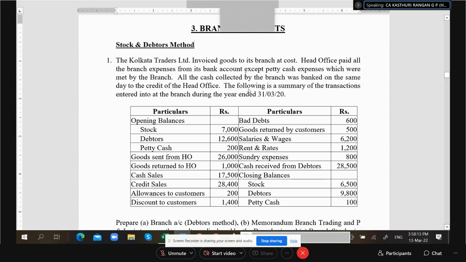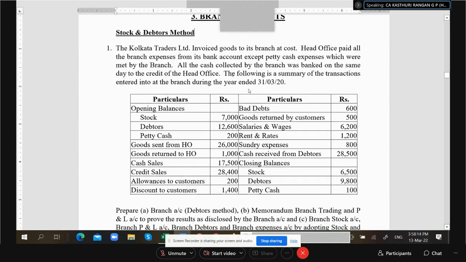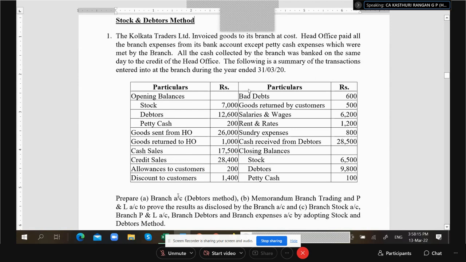You can see the problem now. Prepare branch account under debtors method, memorandum branch trading P&L, and branch stock account, P&L account, debtors account, expense account, adopting the stock and debtors method. So all the three methods we are going to learn from this one problem.